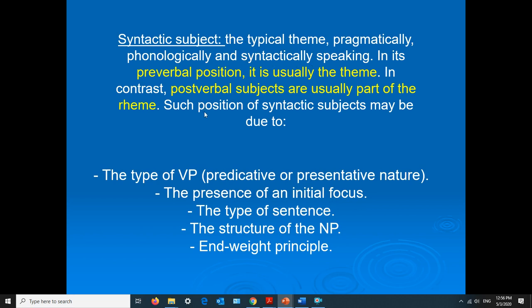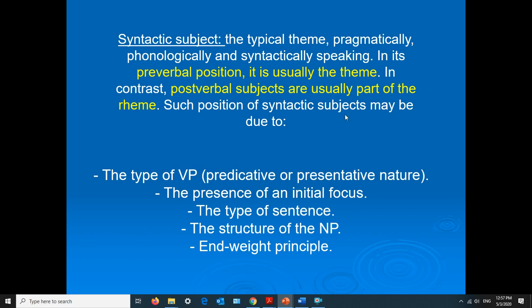Why? Because it is usually in preverbal position, it is usually carrying information that is considered known or shared, that is to say, it is a theme. And in contrast, when a syntactic subject is located at the end, in sentence final position, well, it is a rhematic subject. It is usually considered a reme, right?